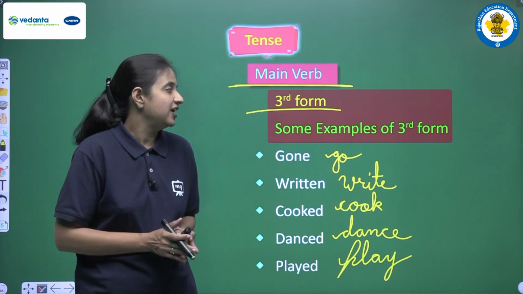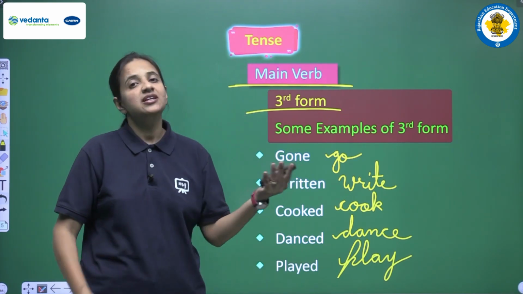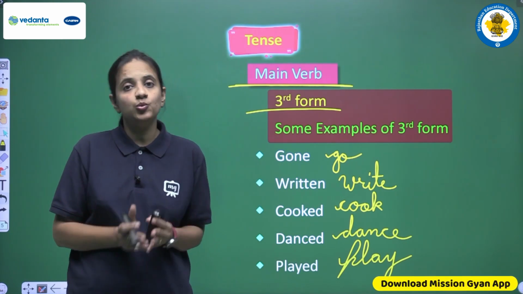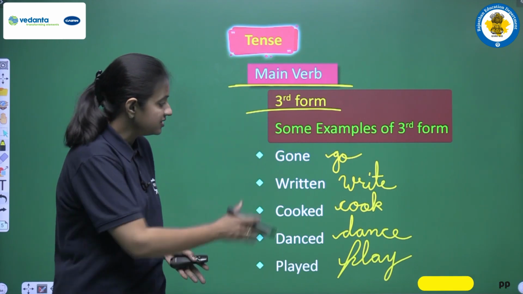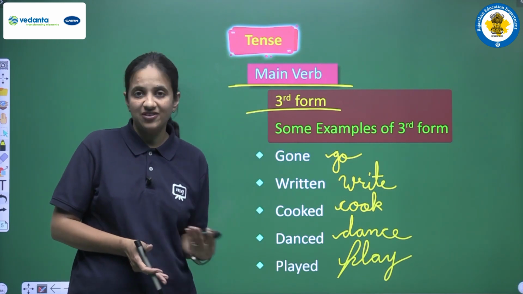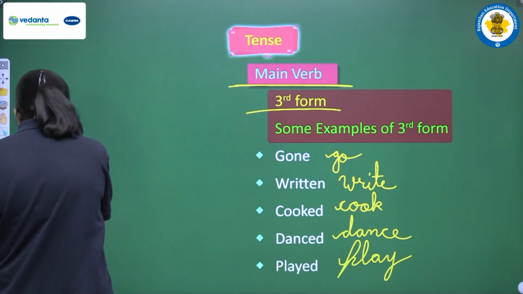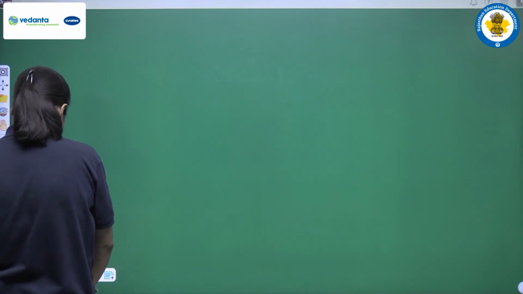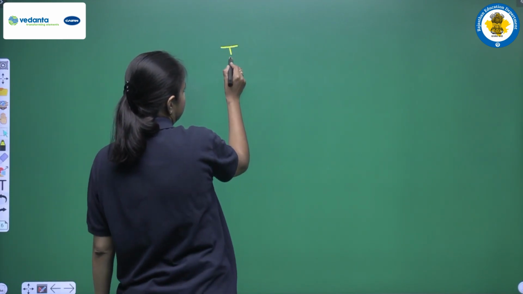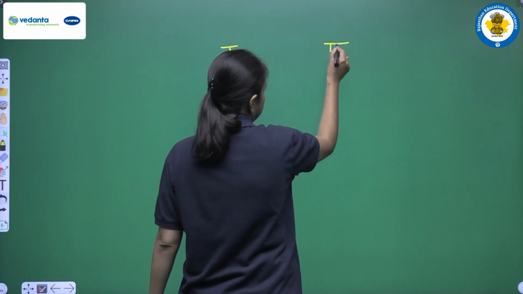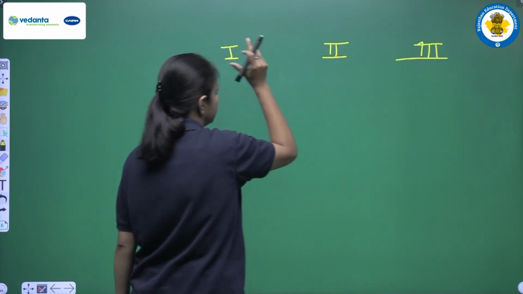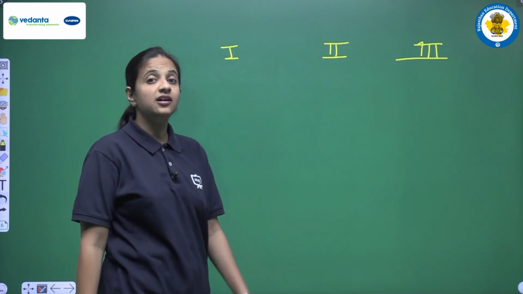Okay, and if we are talking about the main verb, then always we have to use the third form of the main verb. And now let's discuss this thing one more time कि third form जो होती है क्या होती है, क्या different kinds of form होती हैं. So let's discuss this thing. So we have talked about this thing earlier also, that all the verbs, they are having three forms. Okay, first form, second form and third form.